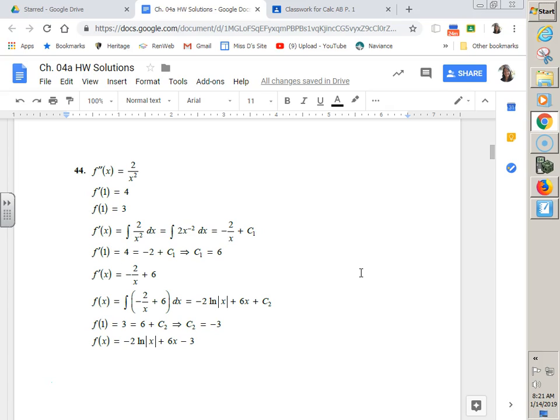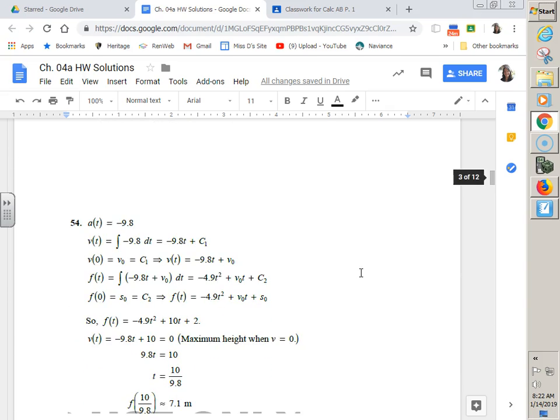Maybe some of you forgot that. ln of 1 is 0. 6 times 1 is 6, and they solve, solve, solve. They got negative 3. Plug it in, done. And I think with that is 4.1a.